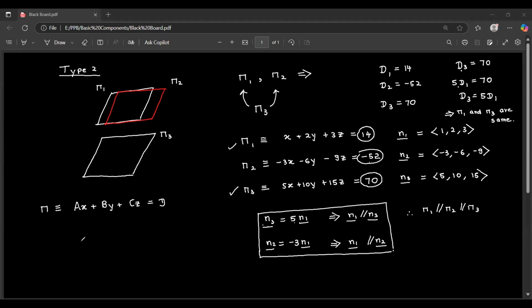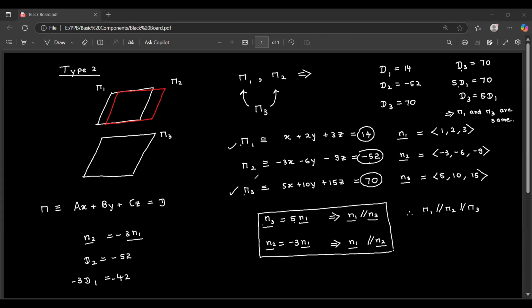Now let's check for pi 1 and pi 2. Well, n2 is equal to minus 3 n1. So let's check: d2 is given as negative 52, and 3d1 is 14 times 3, 42. So negative 3d1 is equal to negative 42. This means they are not equal. So pi 2 is not the same plane as pi 1. Therefore, pi 1 and pi 3 are overlapping with each other, while pi 2 is a distinct plane.